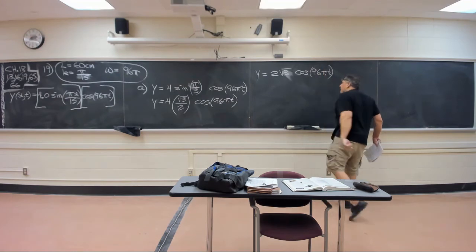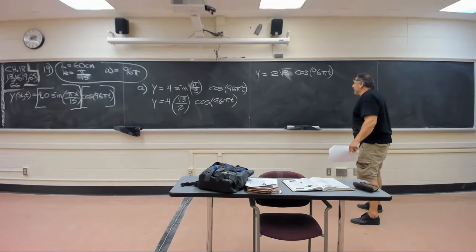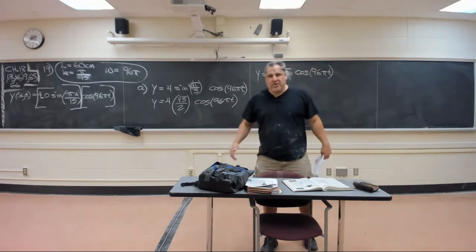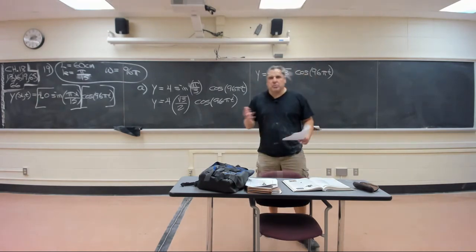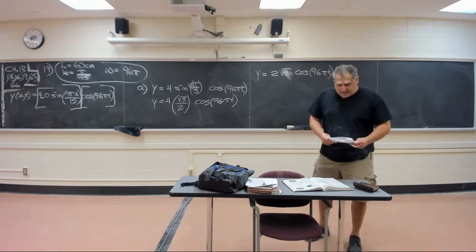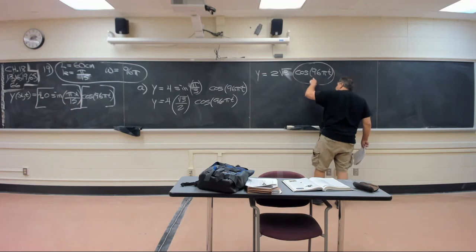Okay, now what? Well, this guy's going to determine the max. The biggest value that the cosine can ever have is 1. The smallest value is negative 1. In terms of absolute value, the biggest absolute value is 1. The smallest absolute value is 0. So they're asking here what would happen if this guy somewhere hit the value of 1, where would that be?